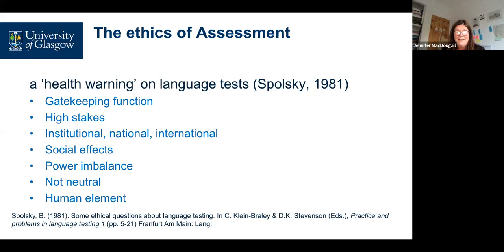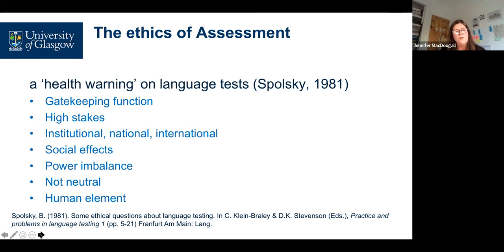We're human beings. We have political elements all around us in terms of who assesses, why people are being assessed, how they're being assessed. There are huge power imbalances. The effect on somebody not achieving can be huge. I mean, we know about this in ESOL very much.